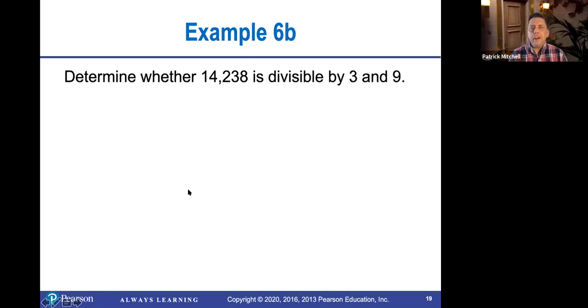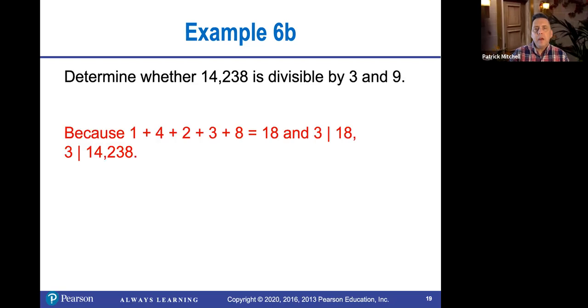All right, here is another example. Try this one yourself. Pause the video. Determine whether 14,238 is divisible by 3 and by 9. The sum of the digits is 18, and 3 divides 18. Therefore, 3 divides 14,238. And 9 also divides 18. Therefore, 9 also divides 14,238.